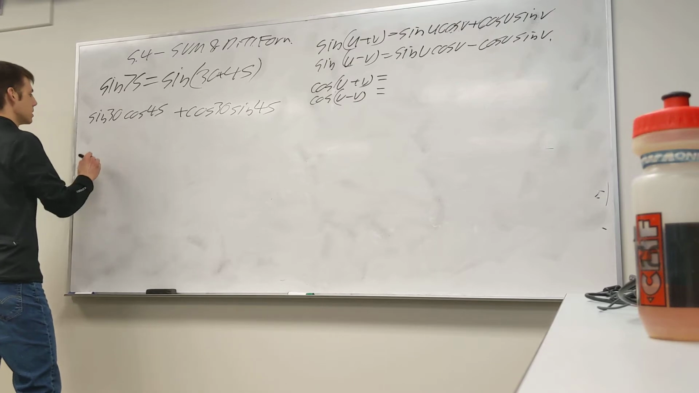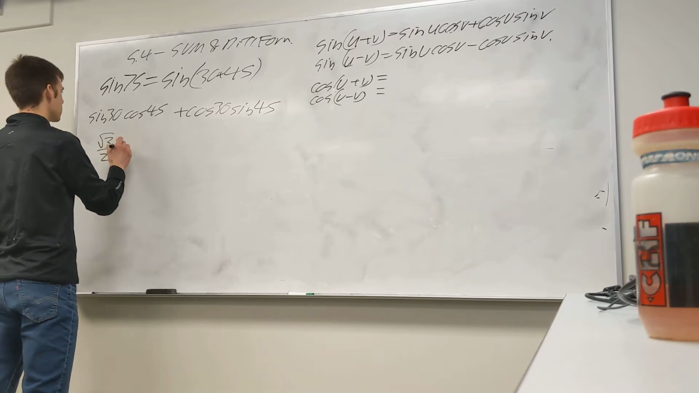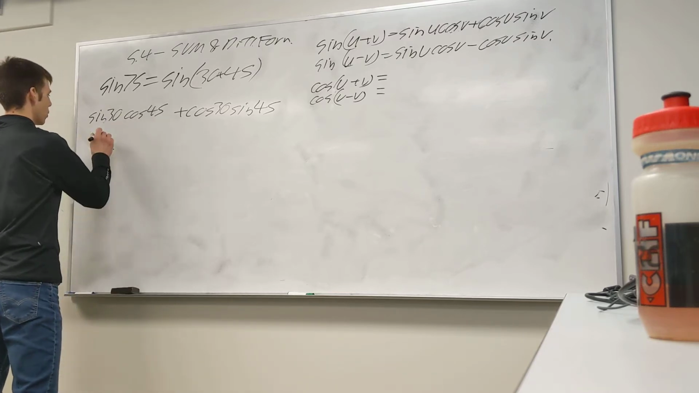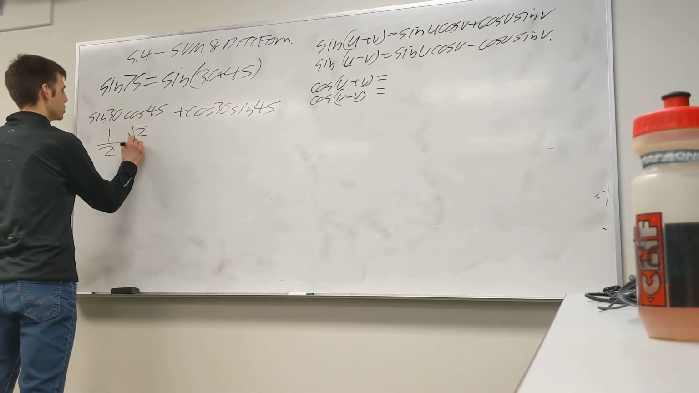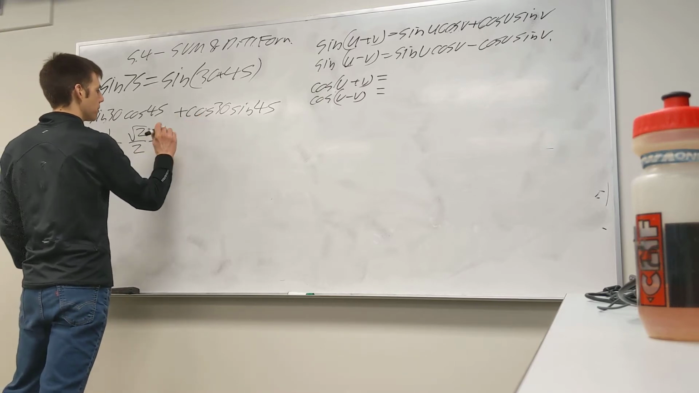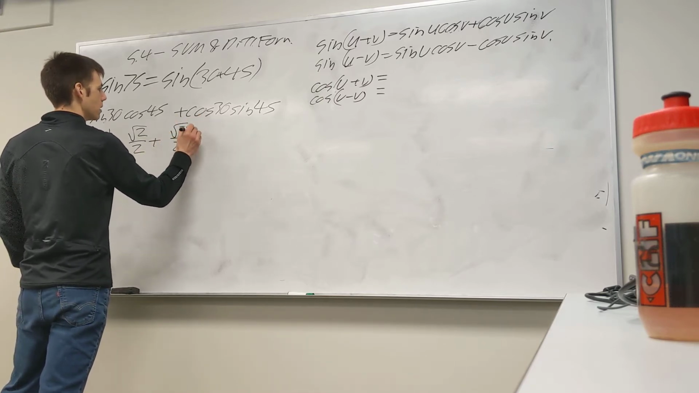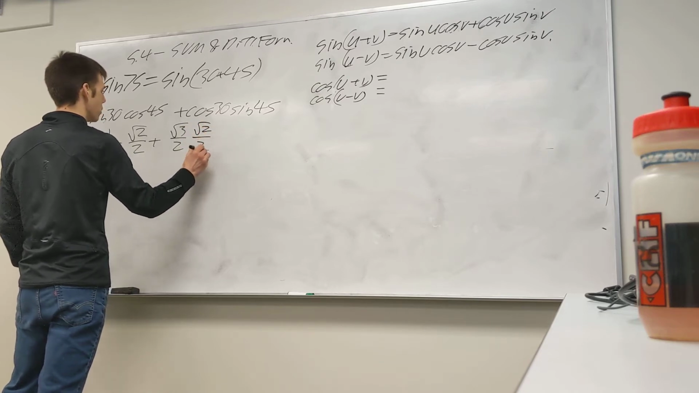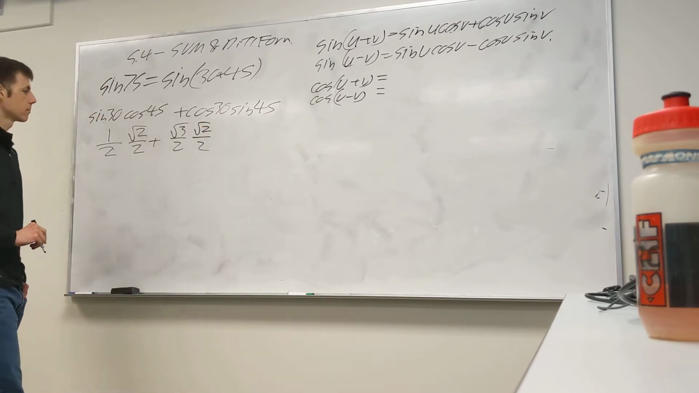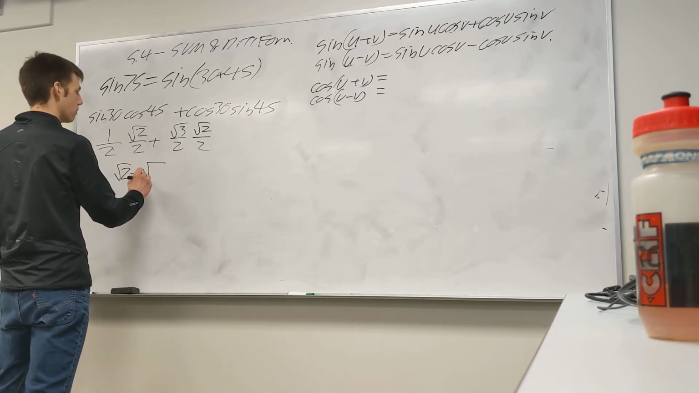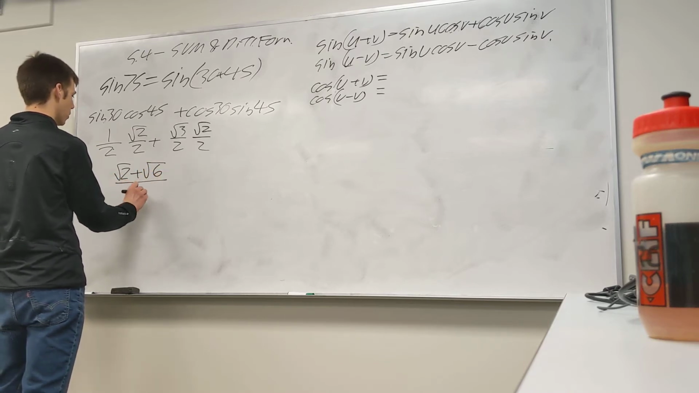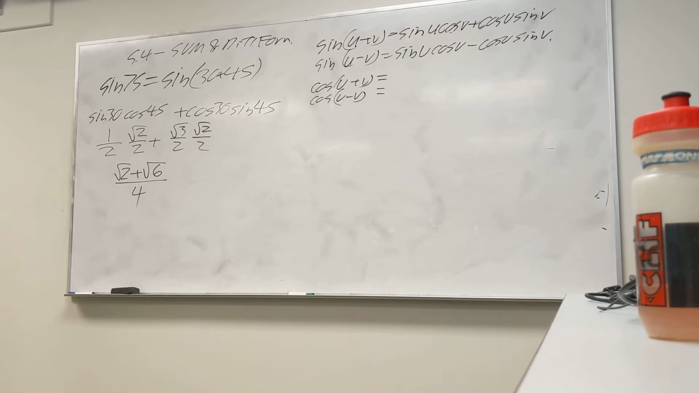Sine of 30 degrees is, sorry, 1/2. Cosine of 45 is radical 2 over 2, plus cosine of 30 is radical 3 over 2. Sine of 45 is radical 2 over 2, right? So this is going to be the square root of 2 plus the square root of 6 over 4, right? You simplify that down, okay?